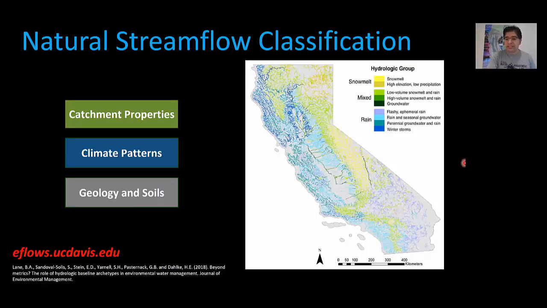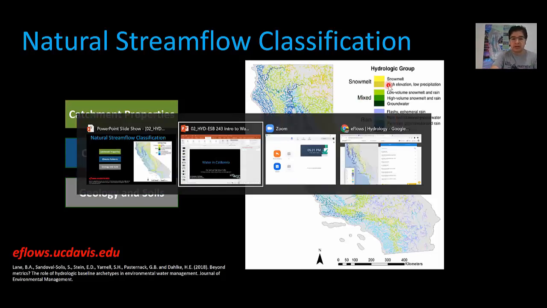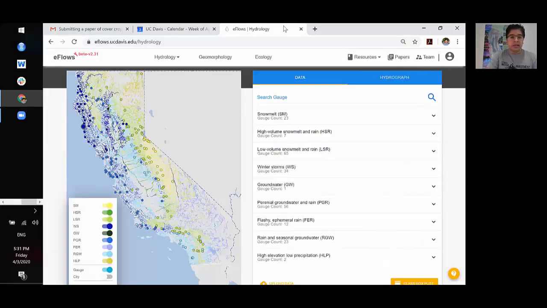So what you're seeing here is the 9 natural streamflow classes of California. What does that mean? Rivers have a fingerprint and a specific signature of how they flow throughout the year and throughout different years. So let me explain how that works.